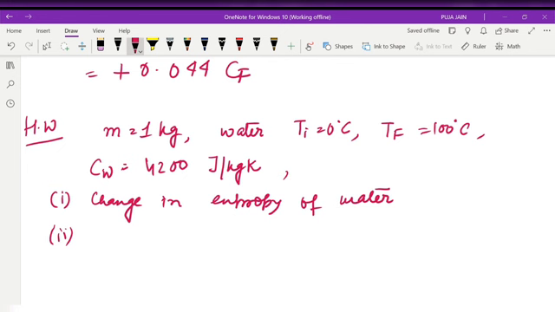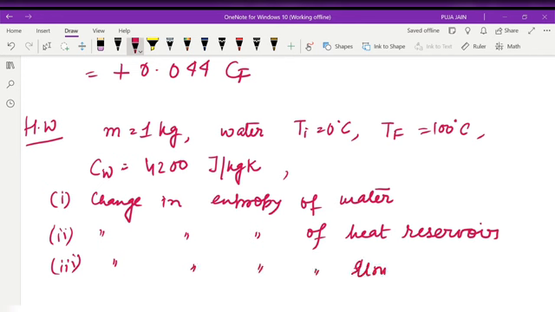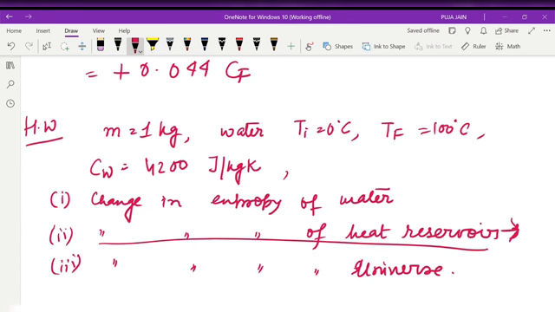Second, the change in entropy of the heat reservoir, and third is the change in entropy of the universe. This is very easy, just add 1 and 2. This one will be negative. See, if water is getting heat, if the temperature of the fluid is increasing, it has to get the energy from somewhere, right? That energy is given by the heat reservoir. So in that case del Q is negative, so del S is negative, that is, the change in entropy is negative.